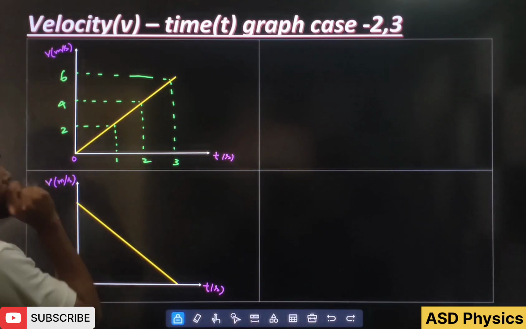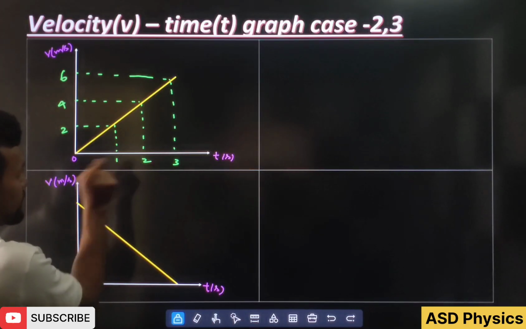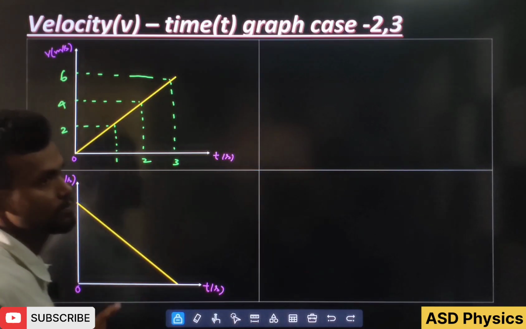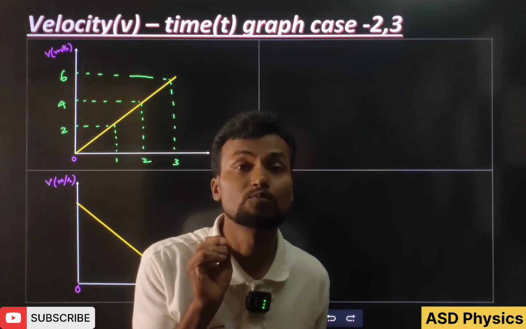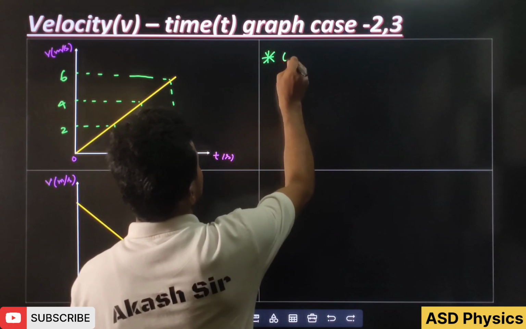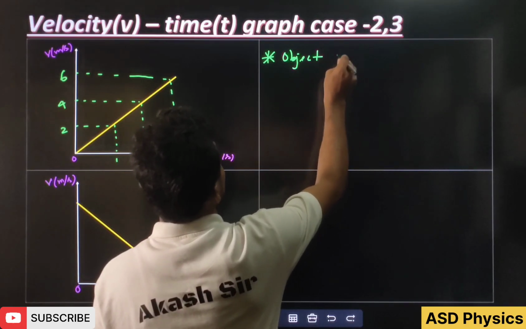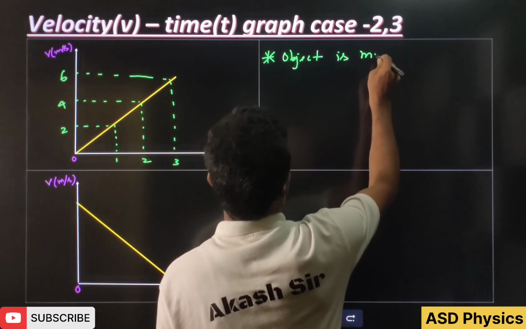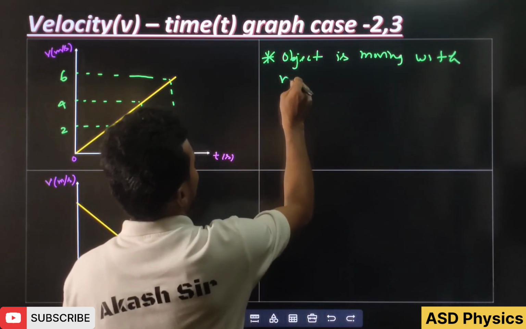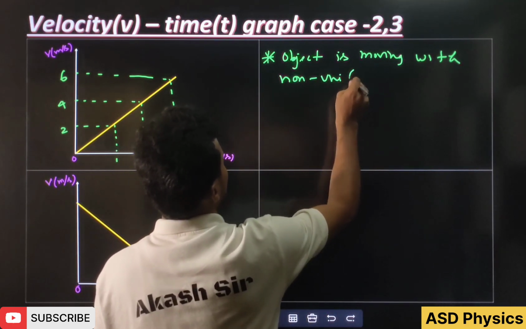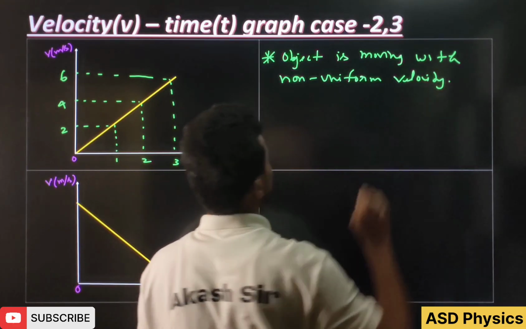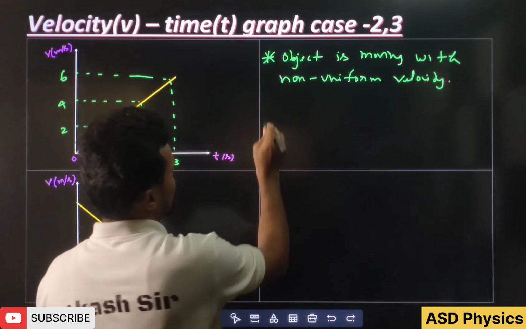In this 1 second, velocity changes by 2 meter per second. Next 1 second, velocity changes by 2 meter per second. Next 1 second, again 2 meter per second. That means the object is moving with a uniform acceleration. First, let me write the first pointer: velocity is changing, so the object is moving with a non-uniform velocity.